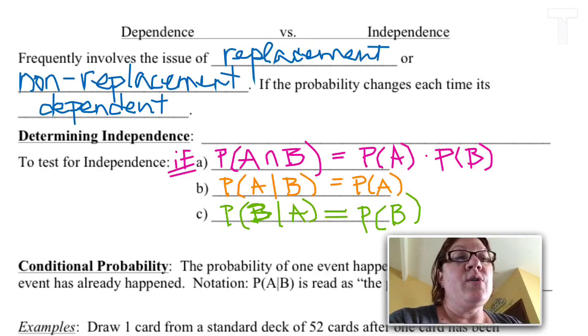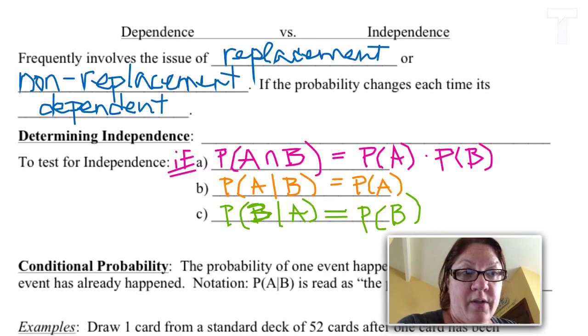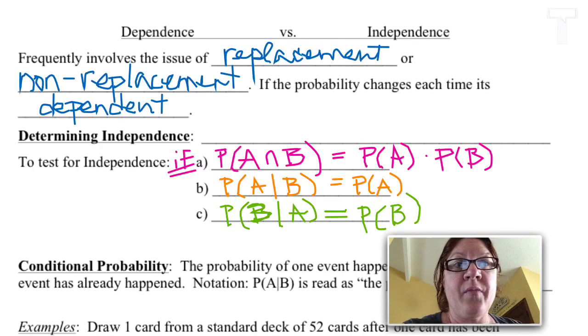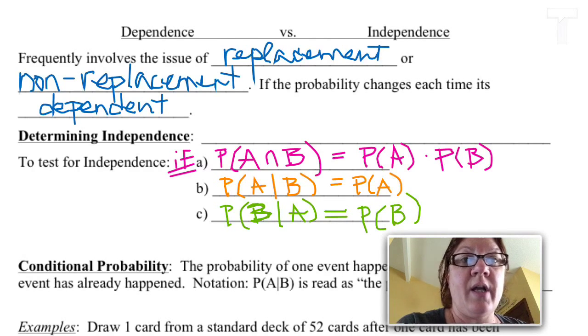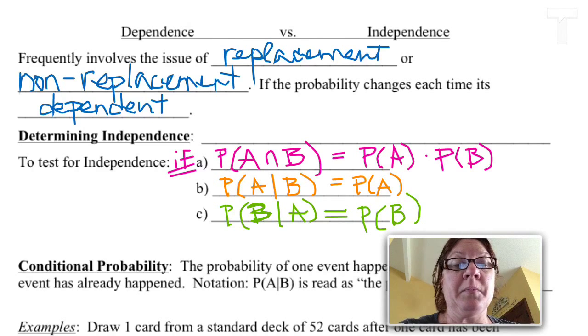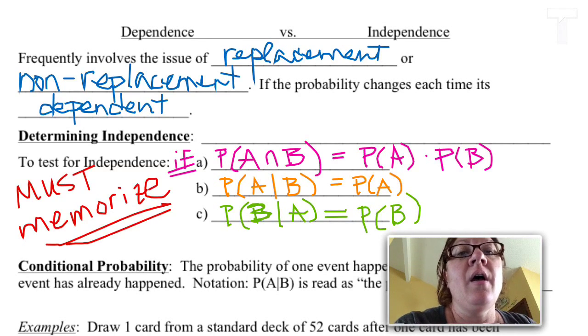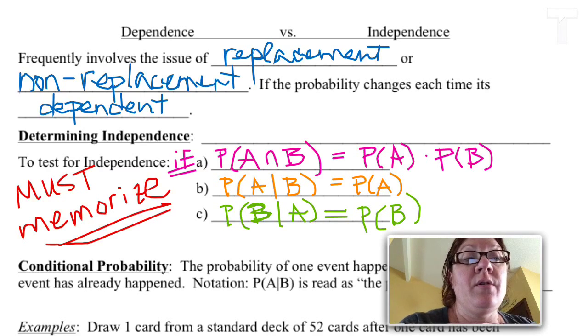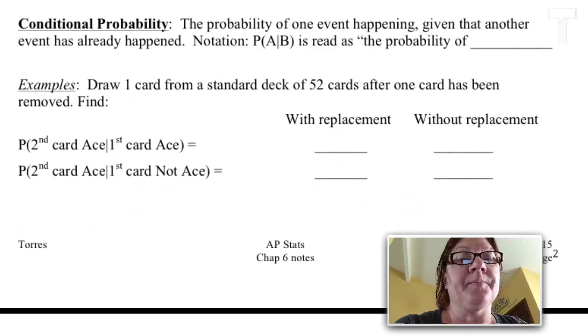And so it doesn't matter which one of these you use to test, that will solely be determined by the information that you have in the prompt. But you need to know that these are all ways to check whether or not the 2 events are independent. This is not on your formula sheet, so you do have to memorize it. As a matter of fact, I warn you of this now that I will quiz you on this very thing. You have to be able to write them all out.